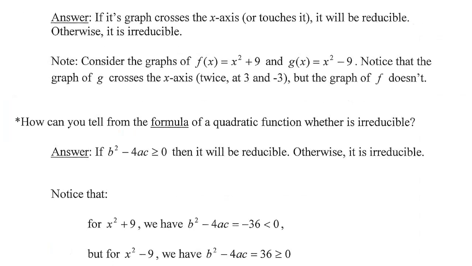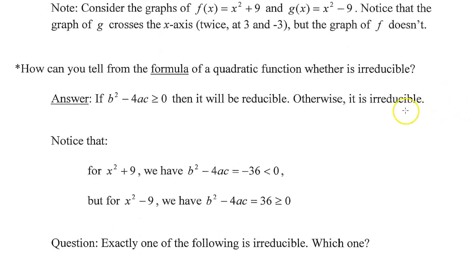Now how about from the formula of a quadratic function, how can you tell whether it's reducible or not? Well, if you're looking at a quadratic polynomial, a degree 2 polynomial, you could find the zeros using the quadratic formula. But notice you'll get imaginary numbers if the square root of b squared minus 4ac, what's called the discriminant, is negative. But if the discriminant is greater than or equal to 0, so it's non-negative, it will be reducible. Otherwise it's irreducible.